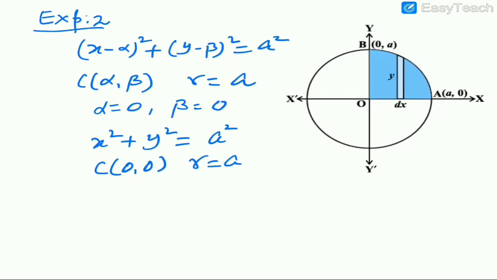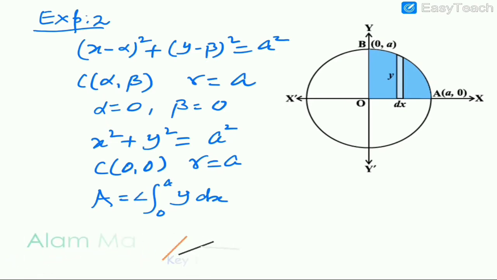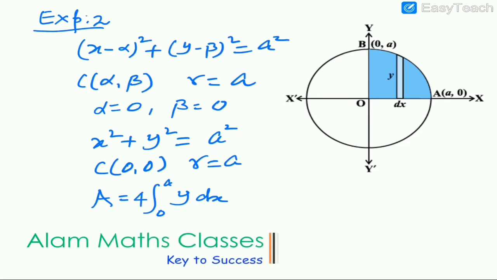Since the graph of this circle is symmetric about the x-axis and the y-axis, the area of the entire circle is equal to 4 times the area of the first quadrant. Therefore, the required area of circle is A = integral from 0 to a of y dx. Since this is the area of the first quadrant and the entire area is 4 times this area, which gives the entire area of the circle.